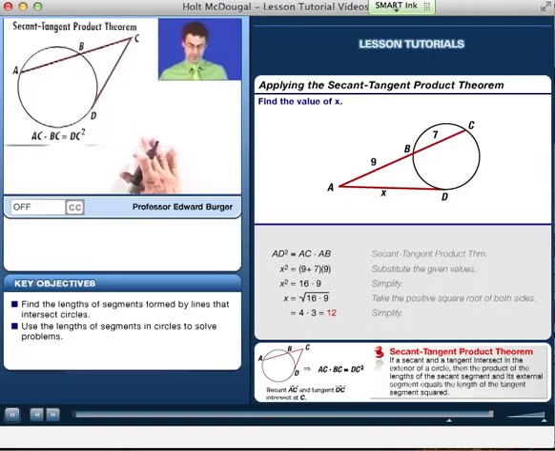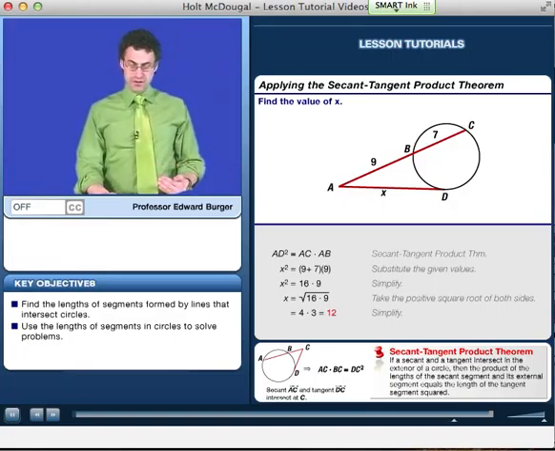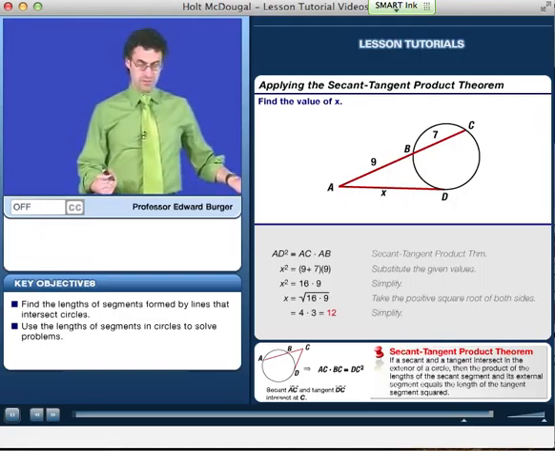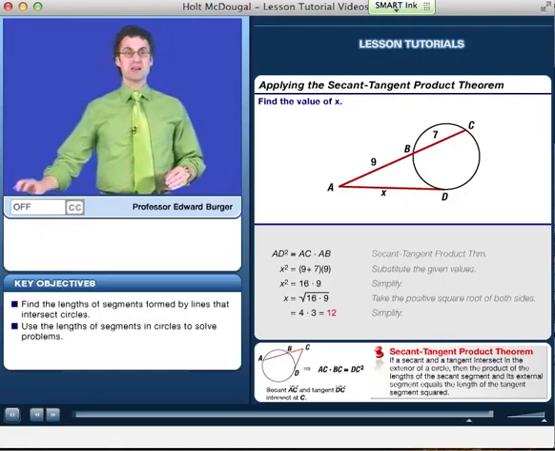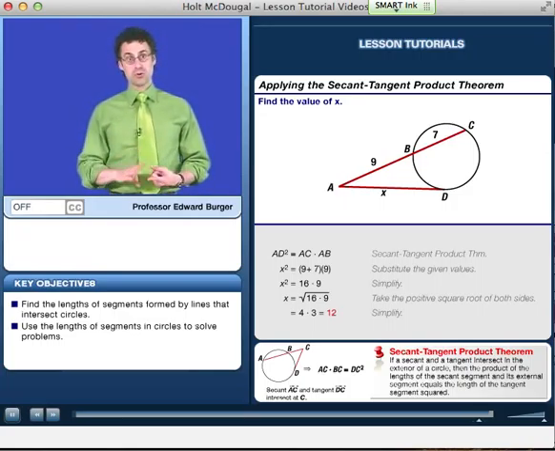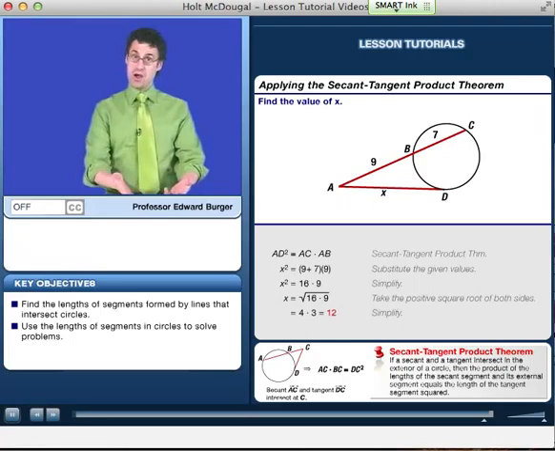secant-tangent product theorem. Another beautiful theorem, which really, in some sense, corresponds quite well with the secant-secant product theorem. Lots of product theorems that link products of lengths of various line segments when you're thinking about chords, secants, and now even tangents.